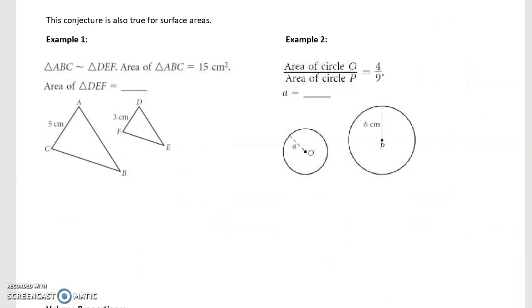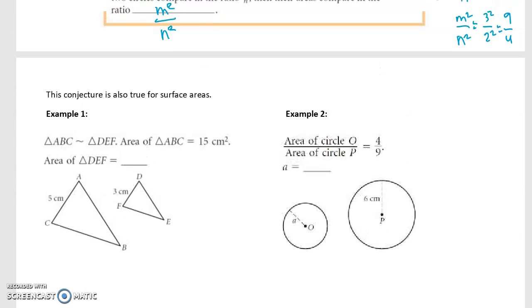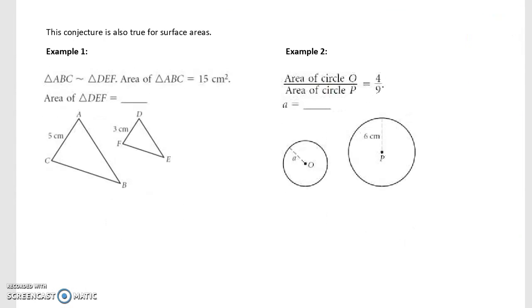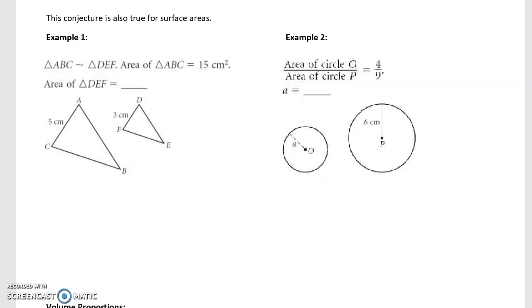Let's see how that's going to look in these examples. Oh, and this conjecture is also true for surface area. Again, what we want to think of is basically we're multiplying all the dimensions by the scale factor. And so what that means is as we multiply those dimensions again for the area, because an area is a multiplication of two dimensions, what's happening is you're multiplying that scale factor by itself, right? And that's why we get that squared.